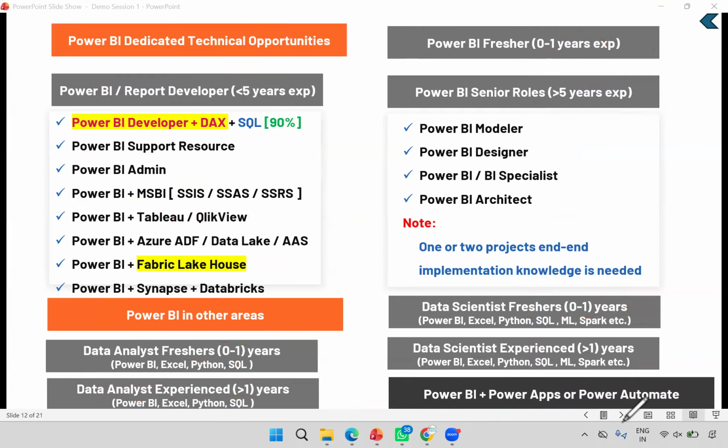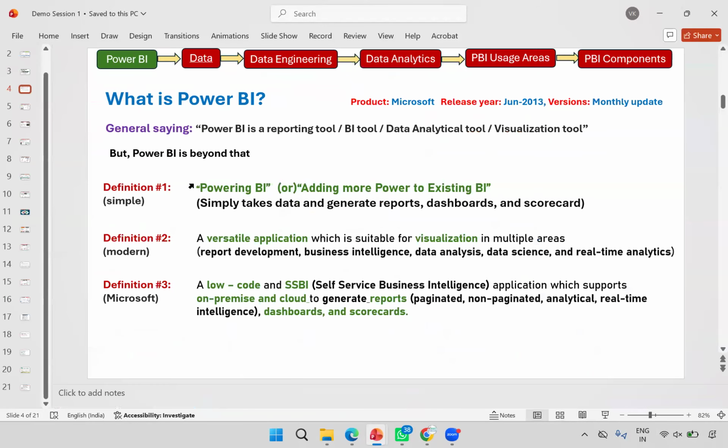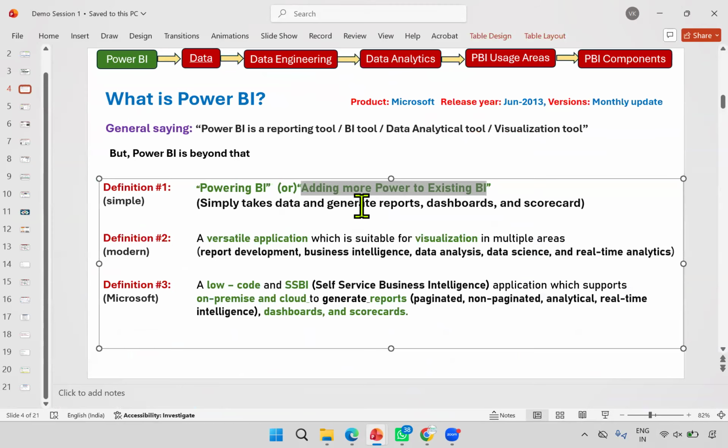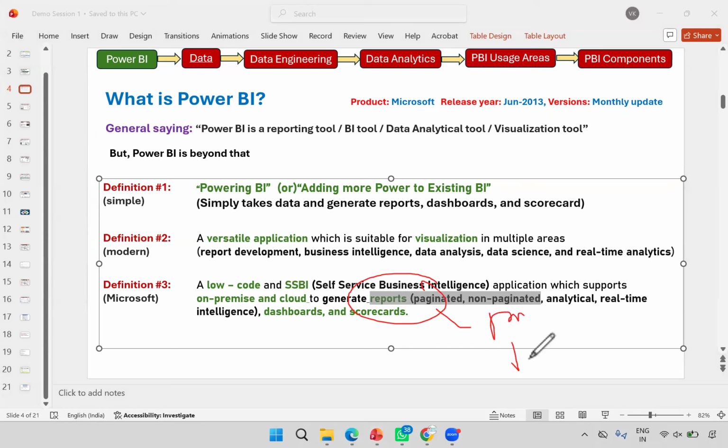Got clarity? Even if you go to the first definition of Power BI, it's adding more power to existing BI. And you got a clear understanding of what data is, how we generate it, and what types of features are added in Power BI, clearly explained. And I also said it is a versatile application used in multiple areas: general report development, BA, data analysis, data science, everything. And one more thing I explained: self-service application and page-related, non-page support application. But for this you need more clarity. It comes with practice, and the practice is tomorrow.